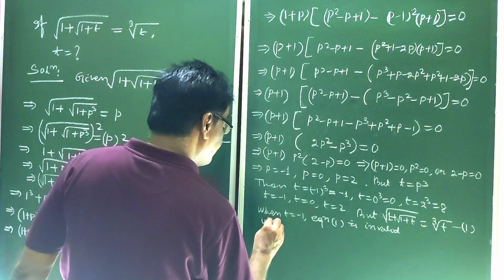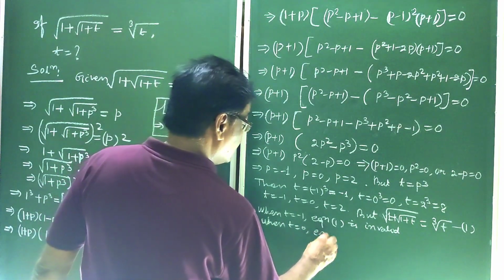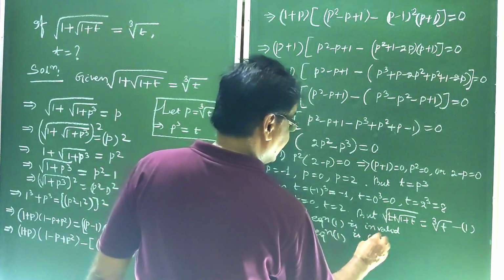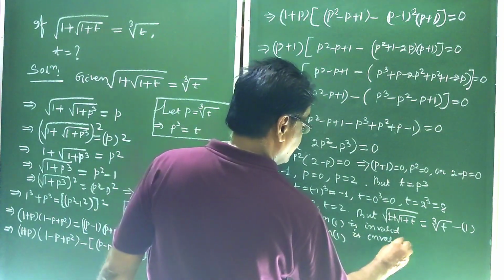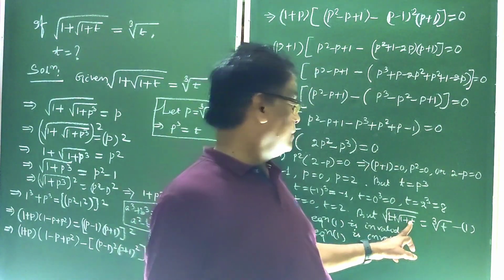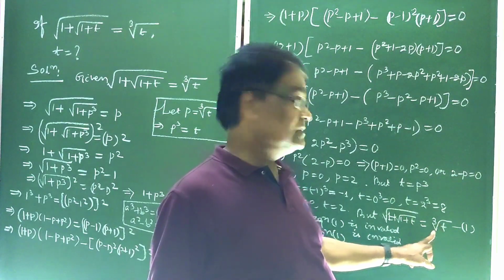When t is equal to 0, then equation 1 is invalid, because when t is equal to 0, the left-hand side will be √2, and the right-hand side will be 0. So it is invalid.